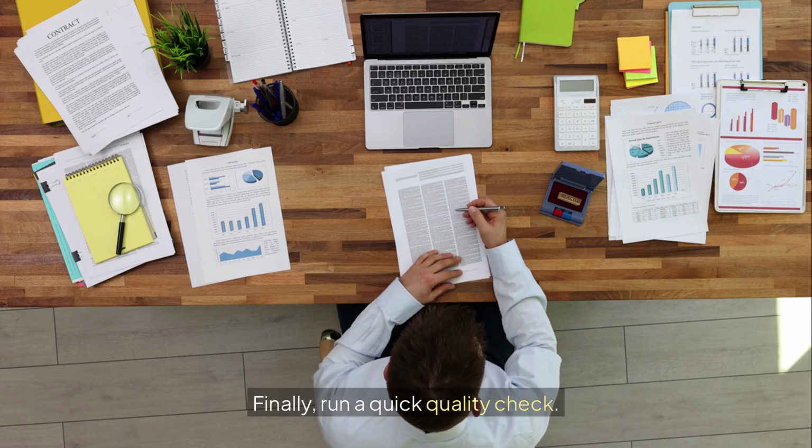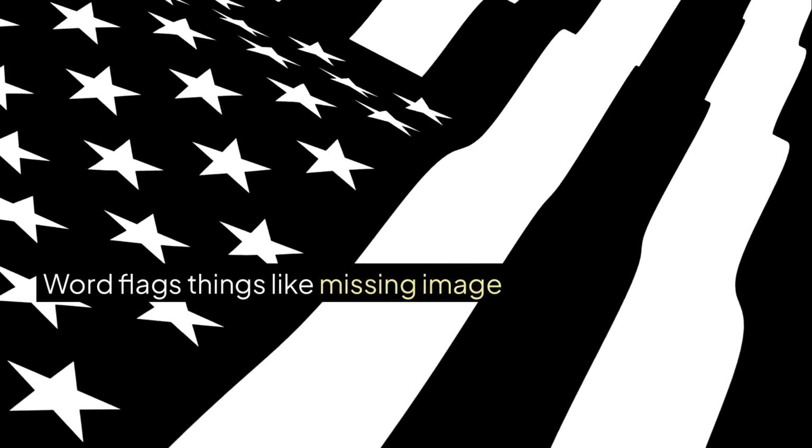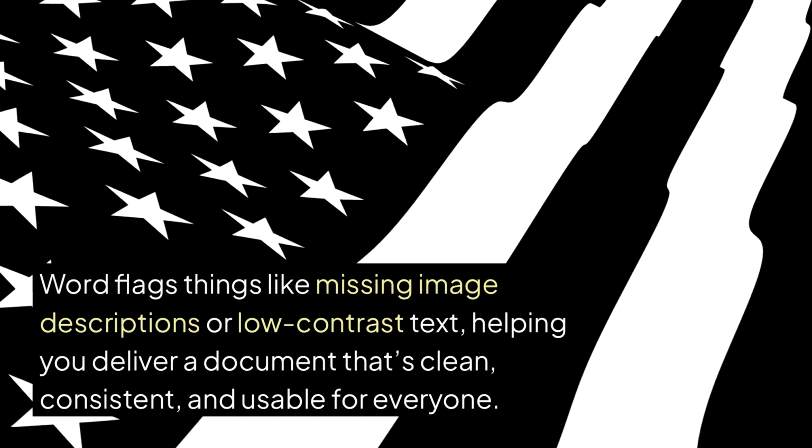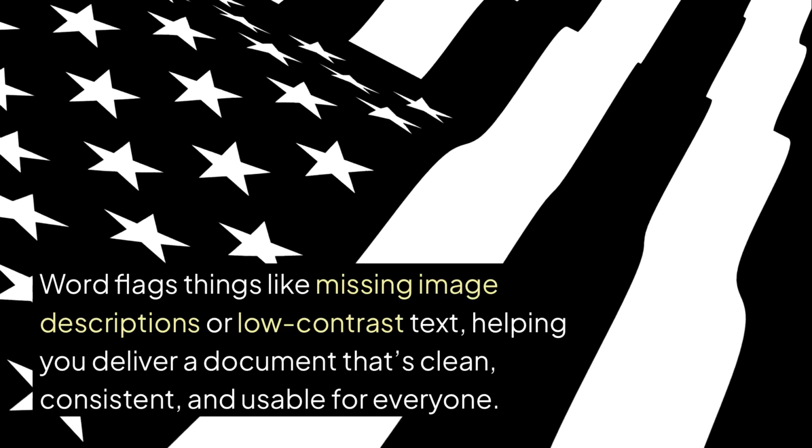Finally, run a quick quality check. Go to File, Info, Check for Issues, and select Check Accessibility. Word flags things like missing image descriptions or low contrast text, helping you deliver a document that's clean, consistent, and usable for everyone.